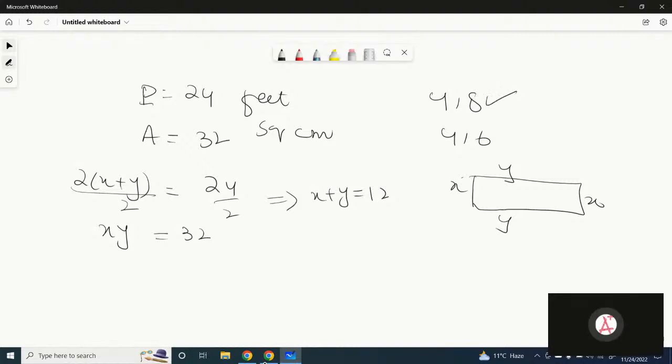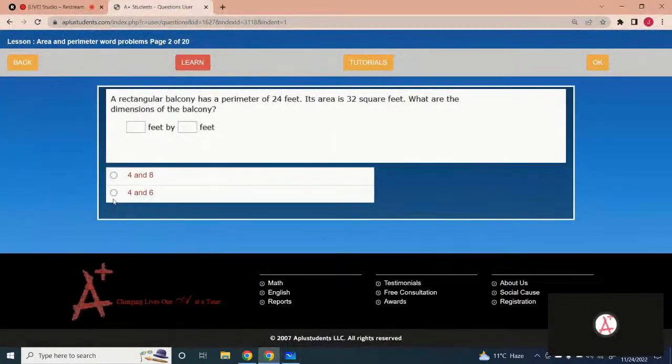Okay, let's check for the first option. When you multiply them, 4 times 8 makes 32. Both sides are equal. When you add them, the same pair, 4 plus 8 makes 12. Both sides are equal. That means 4 and 8 is the correct option. Got it? You don't need to do the long calculations because you are given the options. Just use the options and find the correct answer. So the correct answer is 4 and 8. So the correct option is the first one, 4 and 8. Just select the correct option, then click on the OK button.